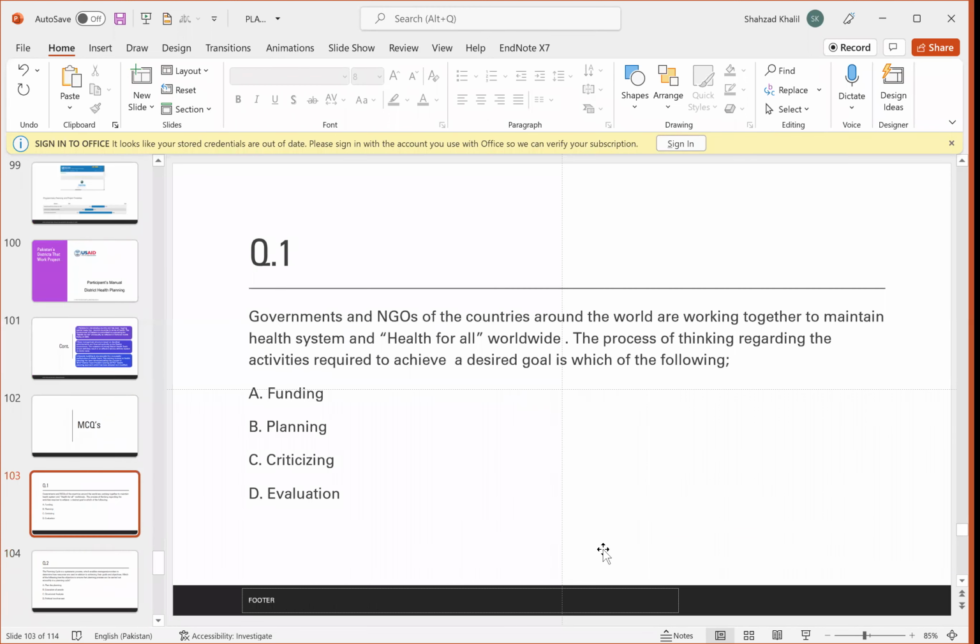Now moving towards the MCQs. Governments and NGOs of countries around the world are working together to maintain health systems and health worldwide. The process of thinking regarding the activities required to achieve a desired goal is which of the following: funding, planning, criticizing, or evaluation?